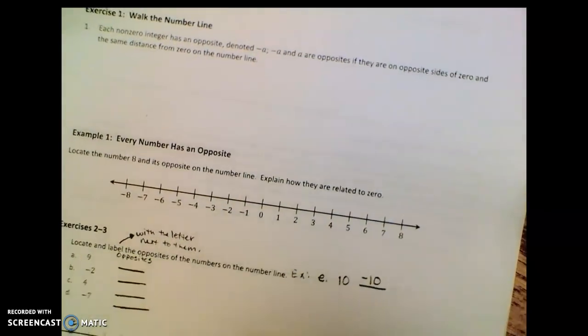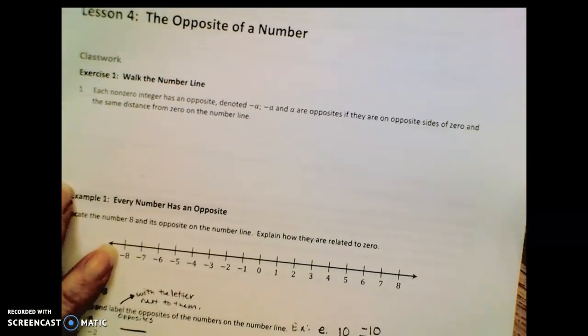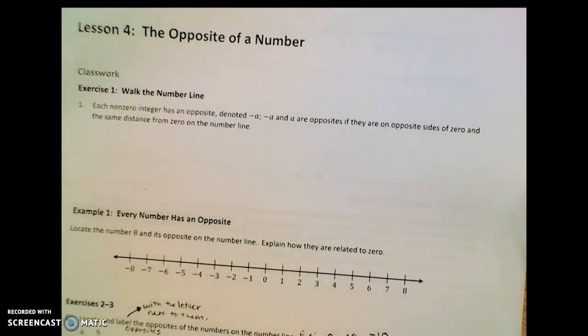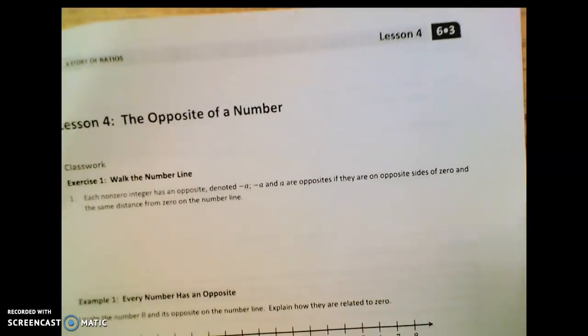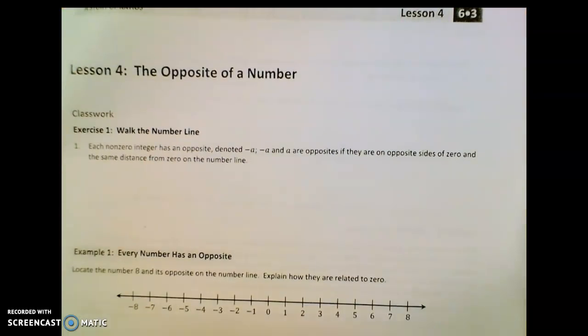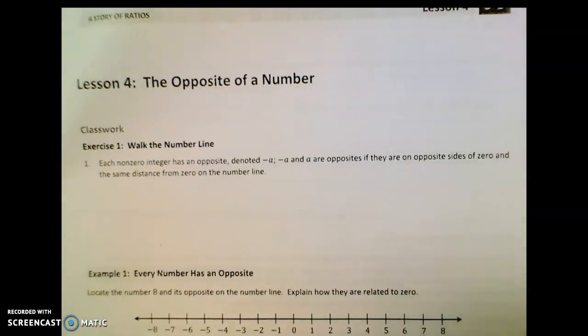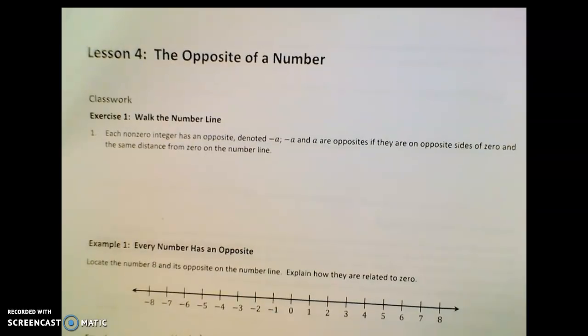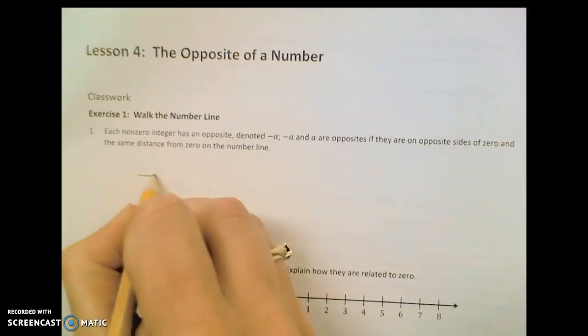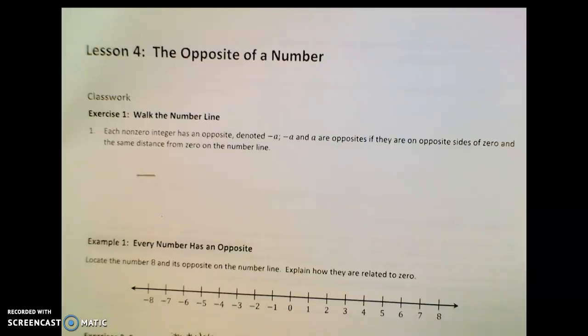Today we are going to be doing lesson 4 from Eureka, and we're going to be talking about the opposite of a number. So our first concept here is that each non-zero integer has an opposite, which is denoted negative a. So basically what they're telling you is that this symbol literally means opposite.